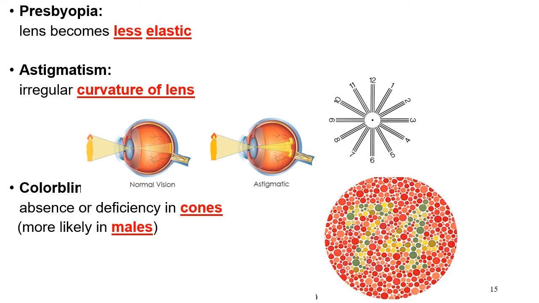Over on the side, we have an example to see if you are colorblind. You should see a number in that circle. And if you see a 74, then you are not colorblind.